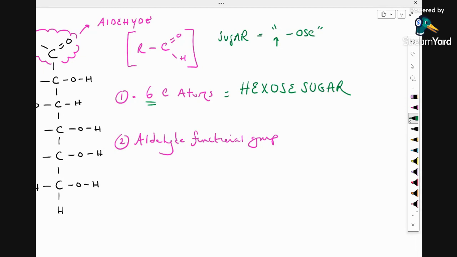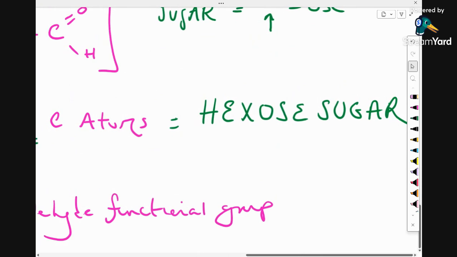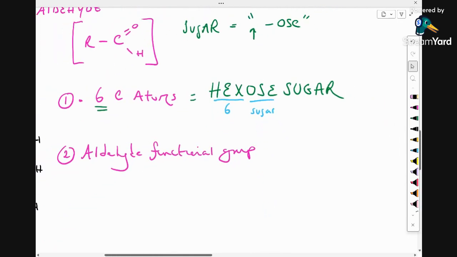There are many different hexoses. We'll come across another 2 in just a moment, but glucose is one of them. If you have 6 carbons and you are a sugar, that's quite literally what this means. Hex meaning 6, ose meaning we are a sugar. That means we are a 6 carbon sugar.